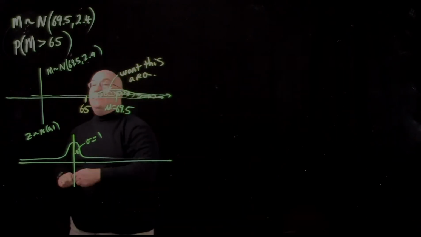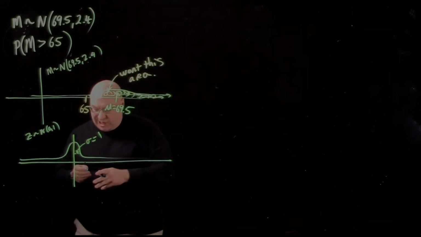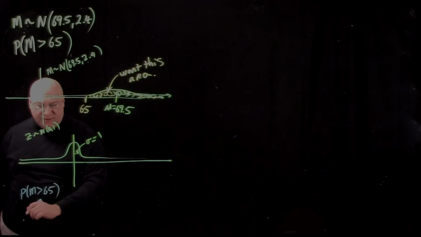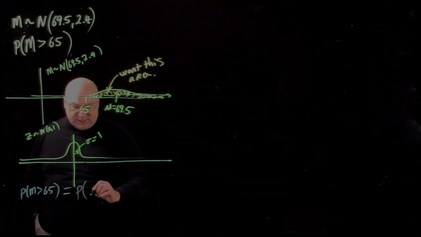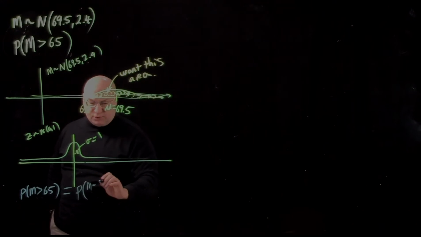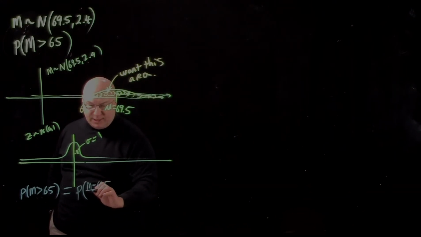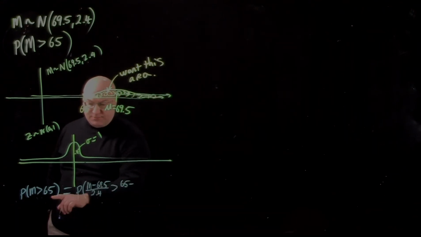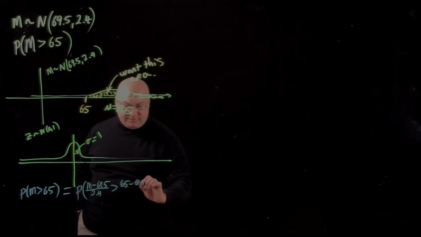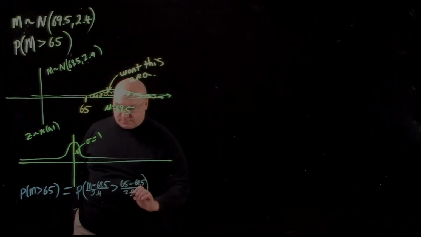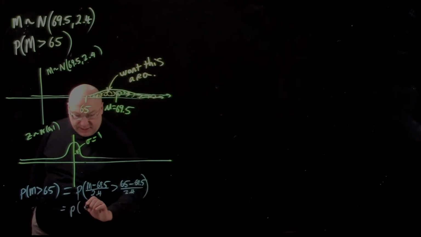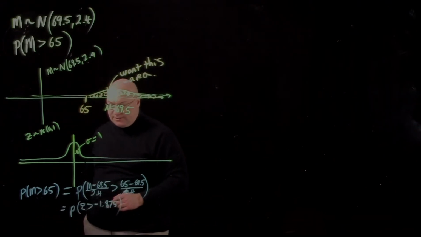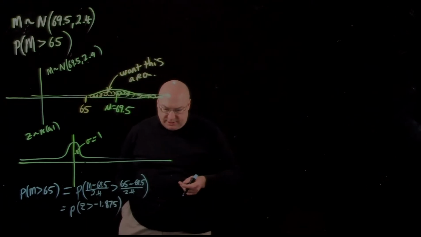We want, so I say up here, the probability that m is greater than 65. We change then to a z-score problem. So probability that m is greater than 65. We know how to do this from last time. I will take the random variable m and subtract its mean and divide by its standard deviation, which is 2.4. And I do the same thing to the 65 to keep everything balanced. And when you do that, you get the probability that z is greater than negative 1.875, which incidentally came up in another problem earlier, but that's okay.